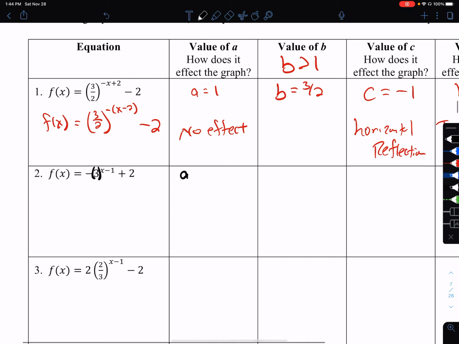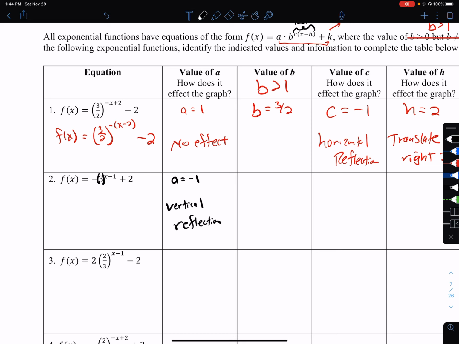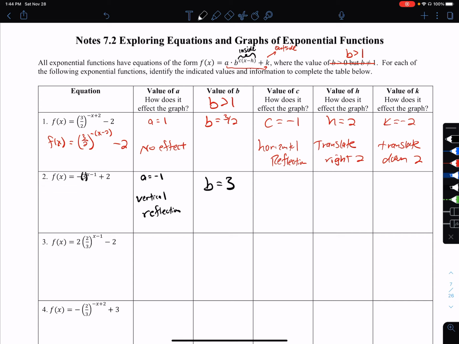So what's a in this case? A is -1. How does multiplying the outside of a function affect it? It's a vertical reflection. What's the value of b? B is 3. It's the base. What's the value of c? C is what you're multiplying the inside of the function by. We're multiplying it by 1 because we don't see anything that we're multiplying by. That has no effect on the graph. What's the value of h? H is whatever you are subtracting from x. We are subtracting a 1.